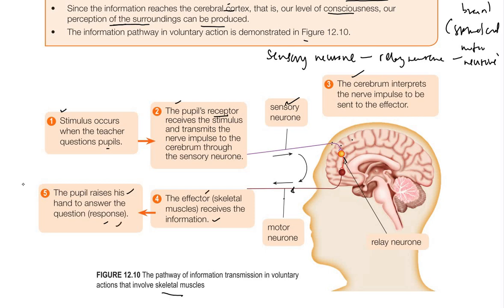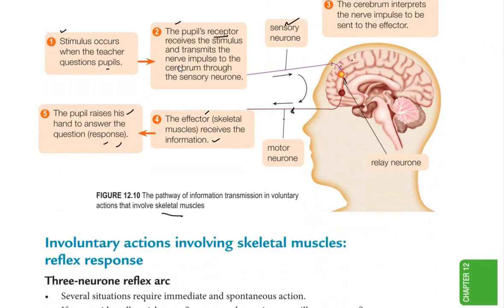Also, the most important thing is to remember this connection: sensory neuron, relay neuron, and motor neuron. So this is for the voluntary action.